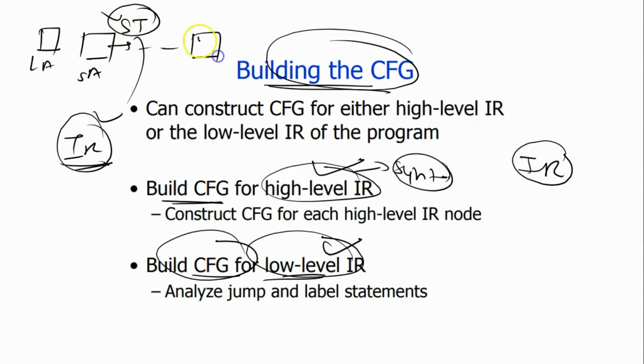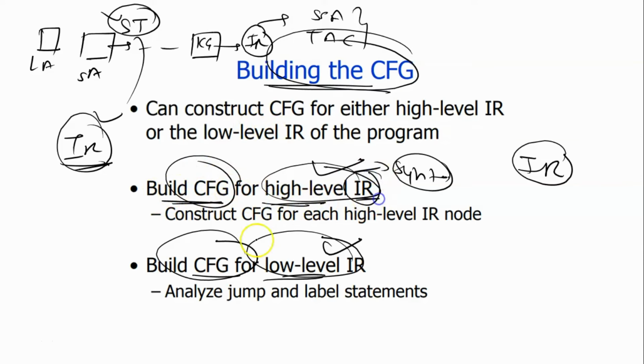Then you go to ICG, intermediate code generation. This will generate the low level intermediate representation. Here you can use SSA or you can use three address code. These things I have already told you in the last class. So you can build this CFG for high level intermediate representation, or you can build this CFG for low level IR also. Anyway, we will see both of them.